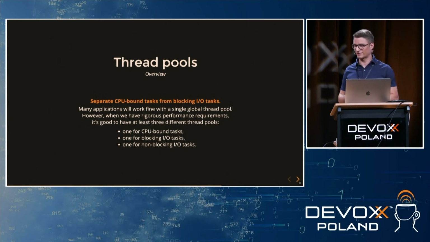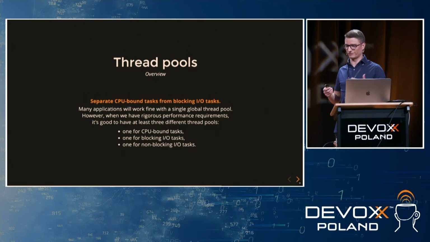In such cases, it's good to have at least 3 different thread pools. The first one will be used solely for CPU-bound operations. The second one will be used solely for blocking I/O operations. And the third one will be used solely for non-blocking I/O operations. Why the distinction? The distinction comes from the fact that inherently all those 3 types of operations are completely different. They have different semantics and different runtime characteristics. So we need to separate them, and we are separating them on the level of their thread pools.